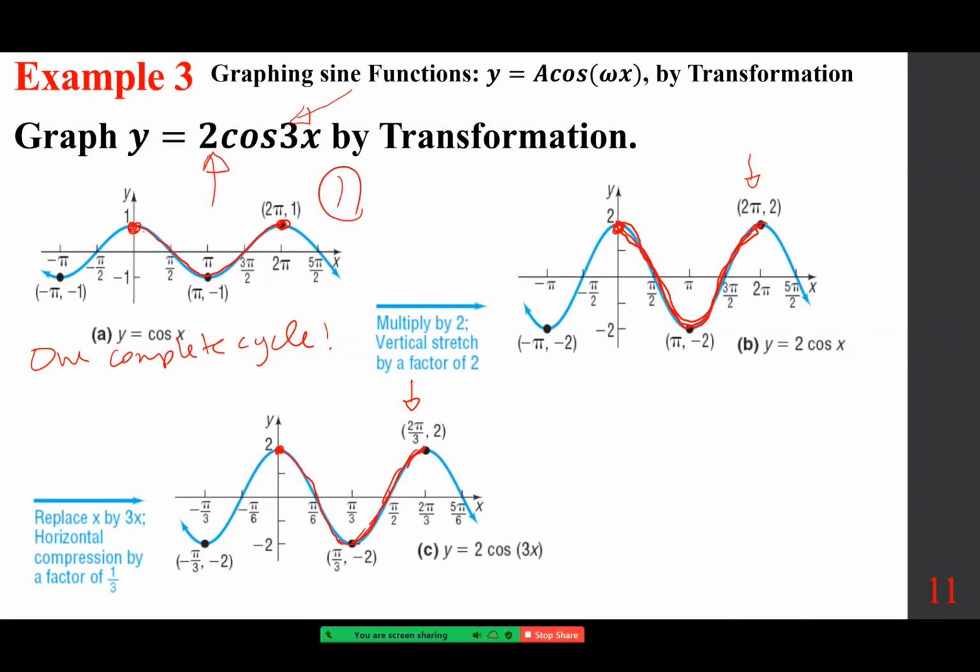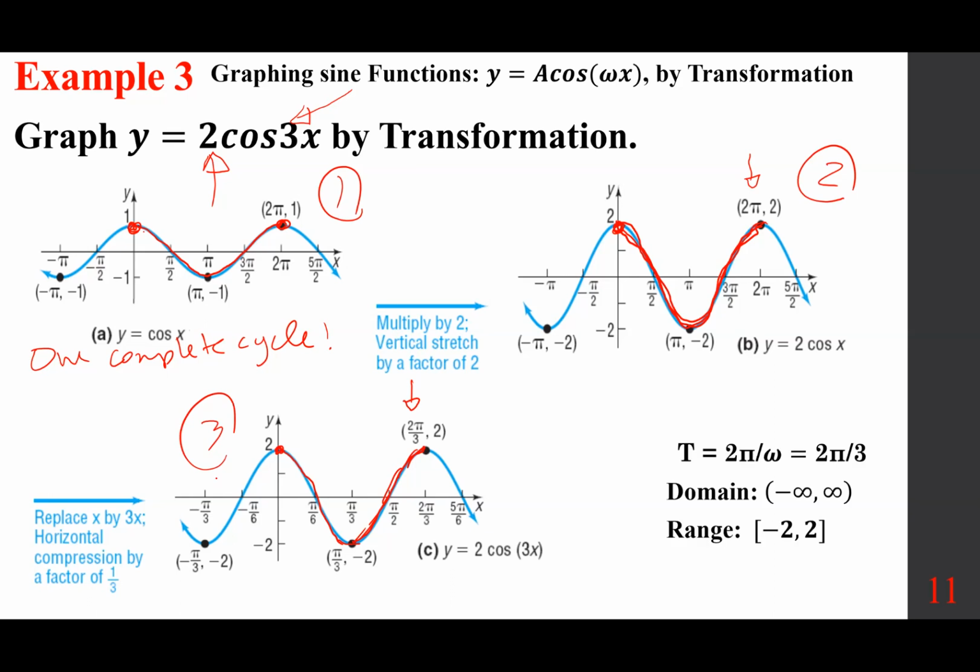The domain hasn't changed. This is step 1, step 2, and step 3. So the domain is still the same, negative to positive infinity. Range is negative 2 to 2. What has changed is the period, which was 2 pi. Now we're going to divide it by 3. So that's the main change. You want to be very careful with that. The domain is real numbers, the range negative 2 to 2.